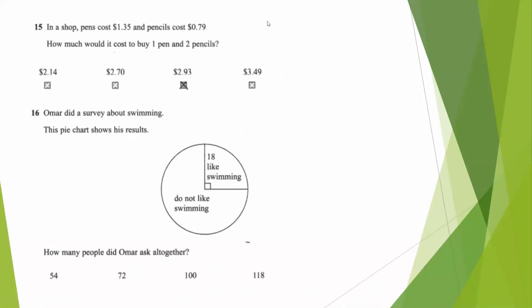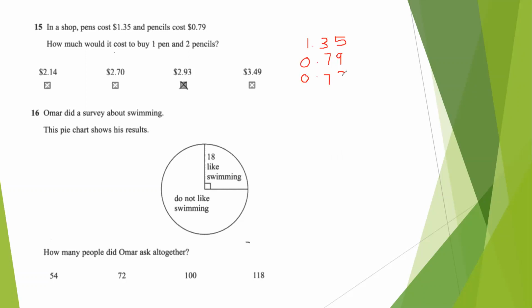The 15th question: in a shop, pens cost 1.35 and pencils cost 0.79. How much would it cost to buy 1 pen and 2 pencils? So 1 pen is 1.35. So better you write it, 1.35, and 1 pencil is 0.79. So remember to write it in the correct place. And you're not going to buy only 1 pencil. You're going to buy 2 pencils. So you have to add another one.